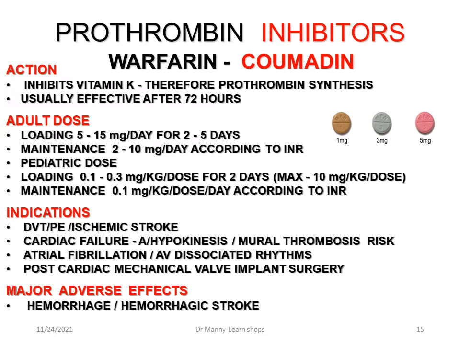Now, prothrombin inhibitors include warfarin, also known as Coumadin. And the action of warfarin is to inhibit vitamin K, therefore it prevents synthesis of prothrombin. And this is usually effective after about 72 hours after commencing the dose. The adult dose is typically 5 to 15 milligrams per day for 2 to 5 days before you become therapeutic. Then maintenance is 2 to 10 milligrams per day according to your INR, your international normalized ratio. There is an adult dose and there is a pediatric dose.